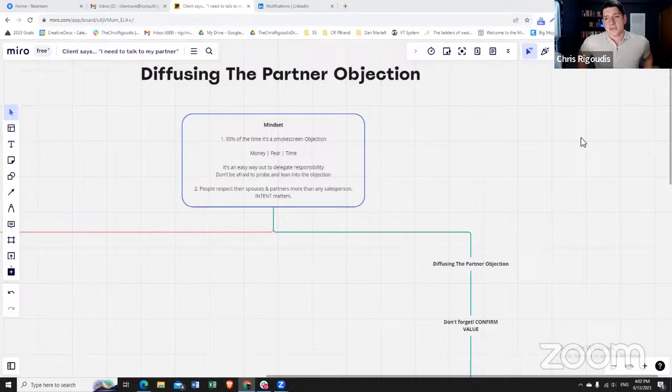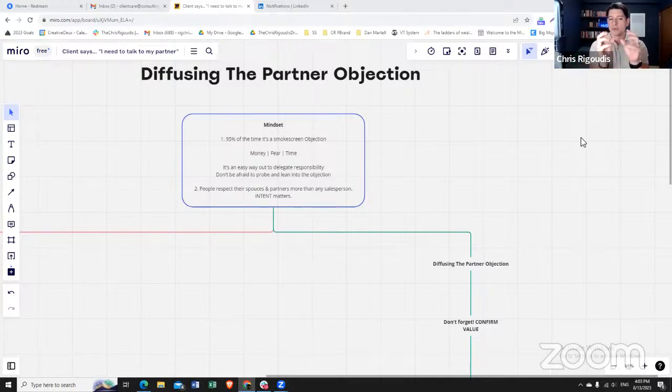Now, in the 5% of scenarios, it can be a true logistical partner objection. Someone cannot move forward without the approval of their partner. It can be a logistics thing where they are the breadwinner, they supply the income. If it's B2B, maybe we're talking to a COO or a CTO, and they have to get the CEO's approval on this. We have to be respectful of that.